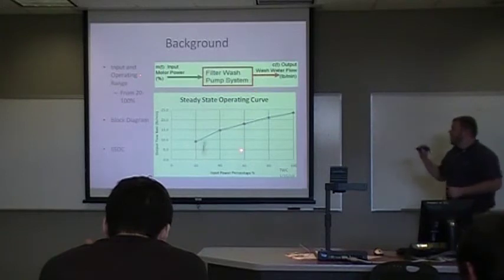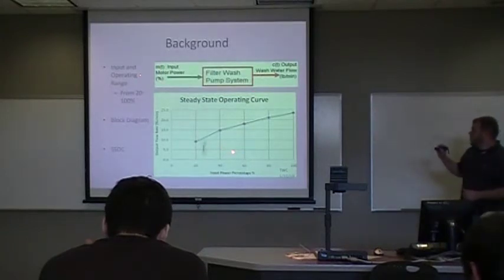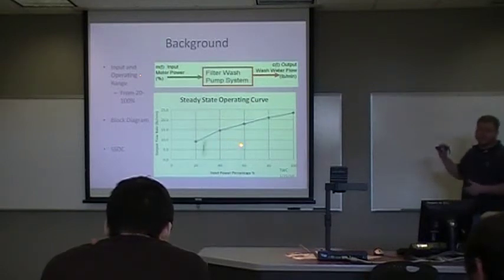This is our steady state operating curve. I chose 20 to 100% because basically it was the only operating range that would give me any usable data that was decent.